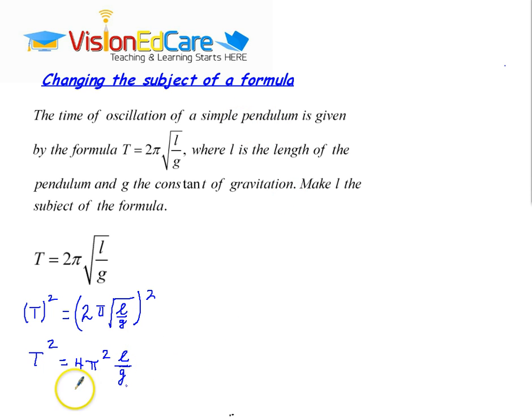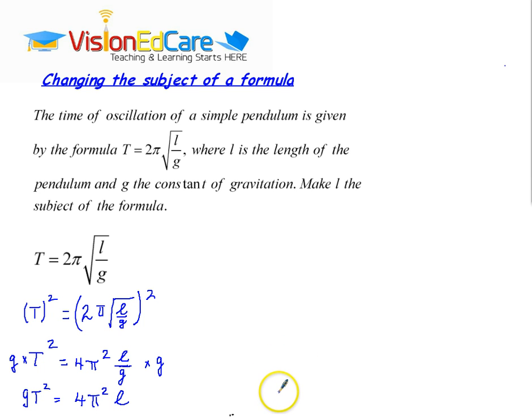So we need to get L. But we need to get rid of the 4 pi squared and the G. So let us multiply both sides by G just to get rid of this fraction first. I multiply the right hand side by G, and I'm going to multiply the left hand side by G. So what I get here now is G T squared equals 4 pi squared L.